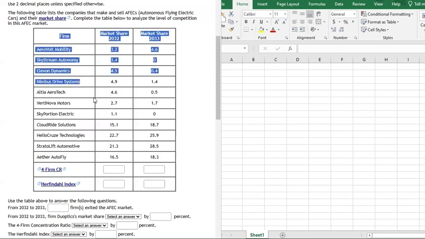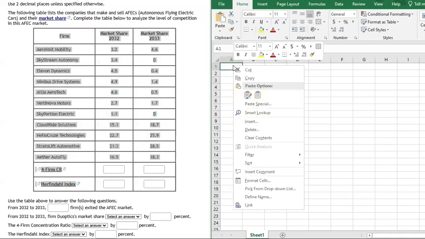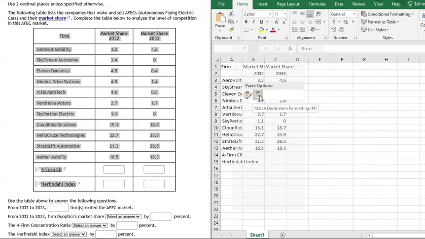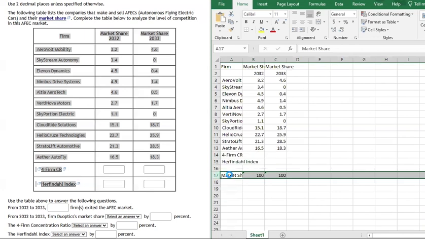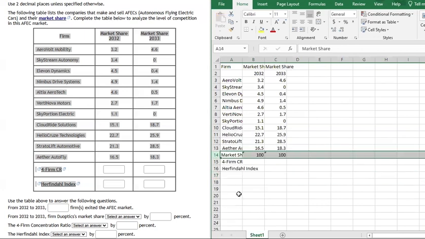I'm going to copy these values to Excel to make sure that the market shares all add up to 100 for each given year. So I'm going to do a sum here just to make sure that these market shares add up to 100. And they do for 2032 and for 2033. Type this as market share. I'm going to cut it and then insert it right above the four-firm concentration ratio.